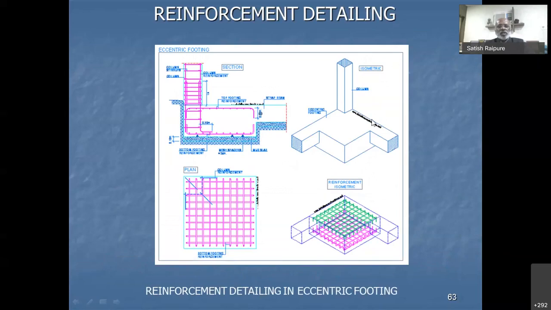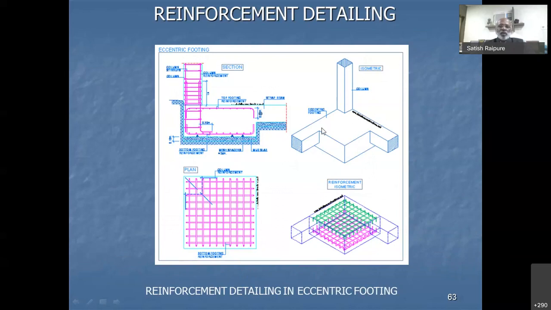This is the eccentric footing at the corner of a building. When buildings are constructed from boundary to boundary, the problem is with the corner columns. Again, these corner columns should be tied up with the adjoining columns. Only then can this type of footing sustain the load which is coming on the column.